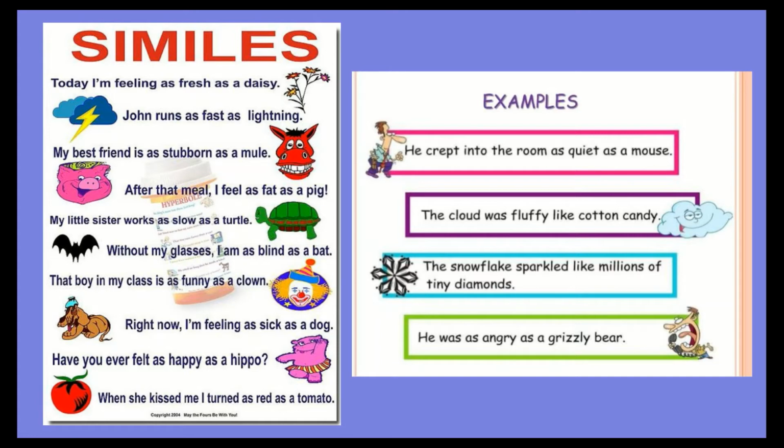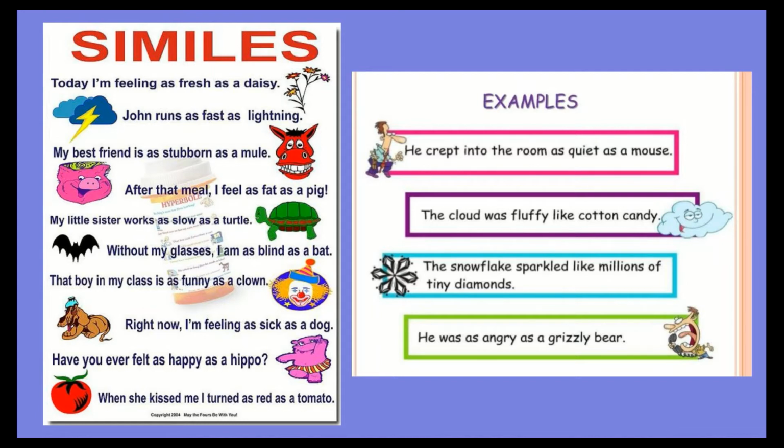So here's some more examples of similes that you might hear throughout the day or you might have heard before. John runs as fast as lightning. So he's fast, but he's not as fast as lightning, right? That's just something that he shares in common with lightning. That means he's pretty quick. My best friend is as stubborn as a mule. You're comparing your best friend with a mule, a donkey, because they both share the trait of being stubborn. They both are set in their ways.